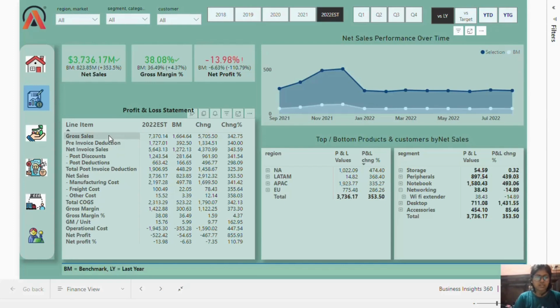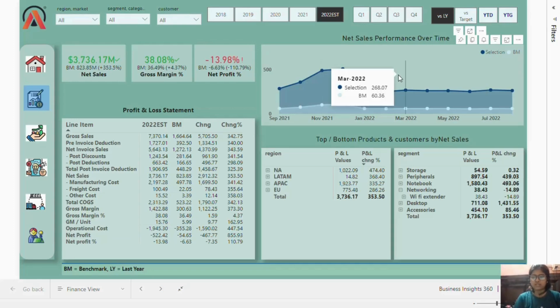First, I calculate gross sales by multiplying total quantity by price, and from the gross sales, if I deduct the pre and post invoice discount, we get net sales. And again, from the net sales, if I deduct COGS, that is cost of goods sold, which includes manufacturing costs, freight costs, and other costs, we get the gross margin. And again, from the gross margin, if I subtract operational costs, which may include advertisement expense, electricity bill, etc., we finally get the net profit.